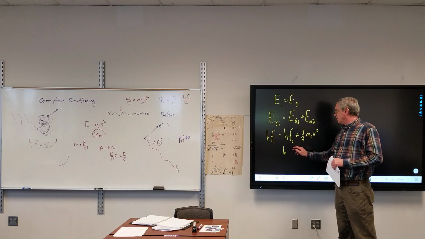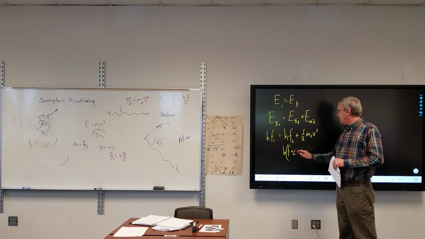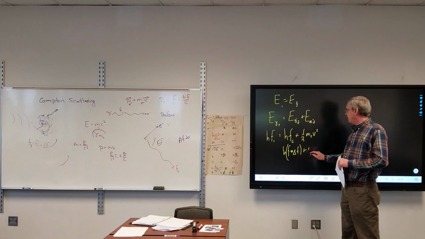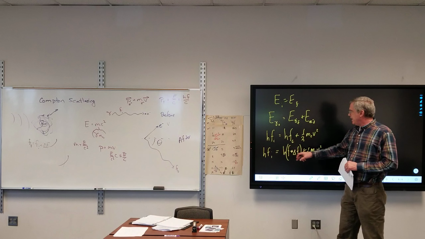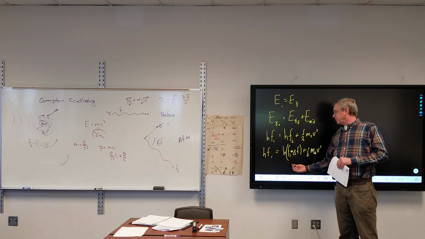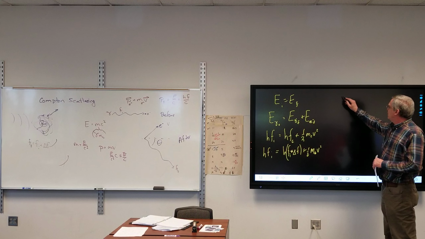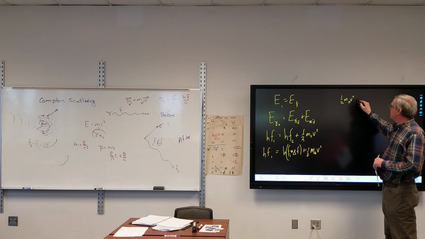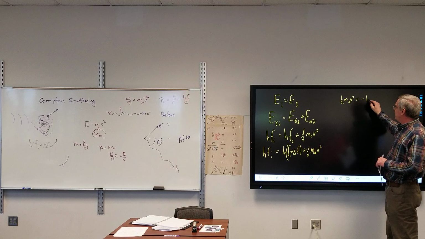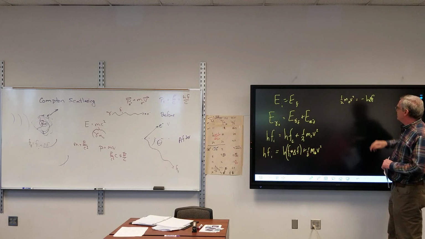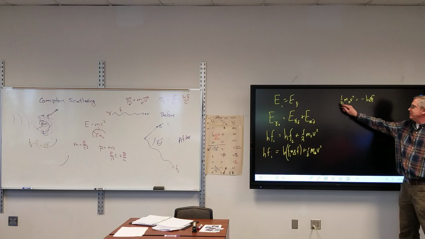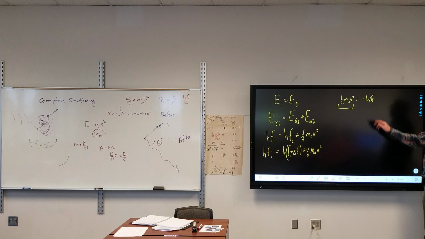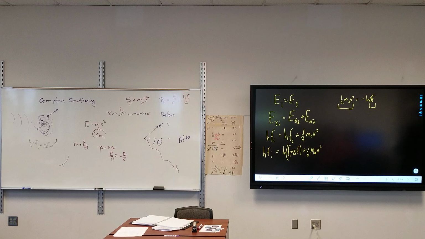My final is h times f plus delta f plus 1/2 mV squared, and this is h f initial, light. The h f initials will cancel out. What I'm left with is 1/2 mass of the electron times the speed of the electron afterwards squared is equal to negative h delta f. Since I know this is a positive number, delta f here has to be a negative number. In other words, it's going to lose frequency, which makes sense.